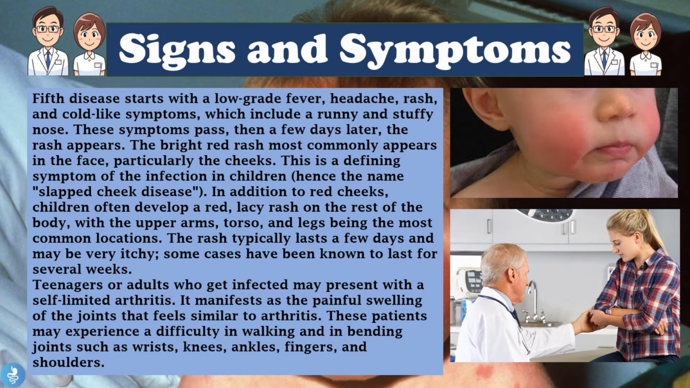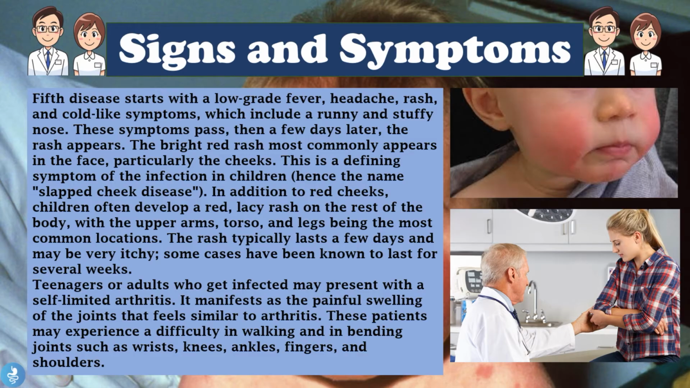Something very interesting about this disease is that teenagers or adults who get infected may present with a self-limited arthritis, which means swelling of the joints in the body. This manifests as painful swelling of the joints that feels similar to arthritis. And these patients may experience difficulty in walking and in the bending of joints, such as the wrists, knees, ankles, fingers, and even the shoulders.